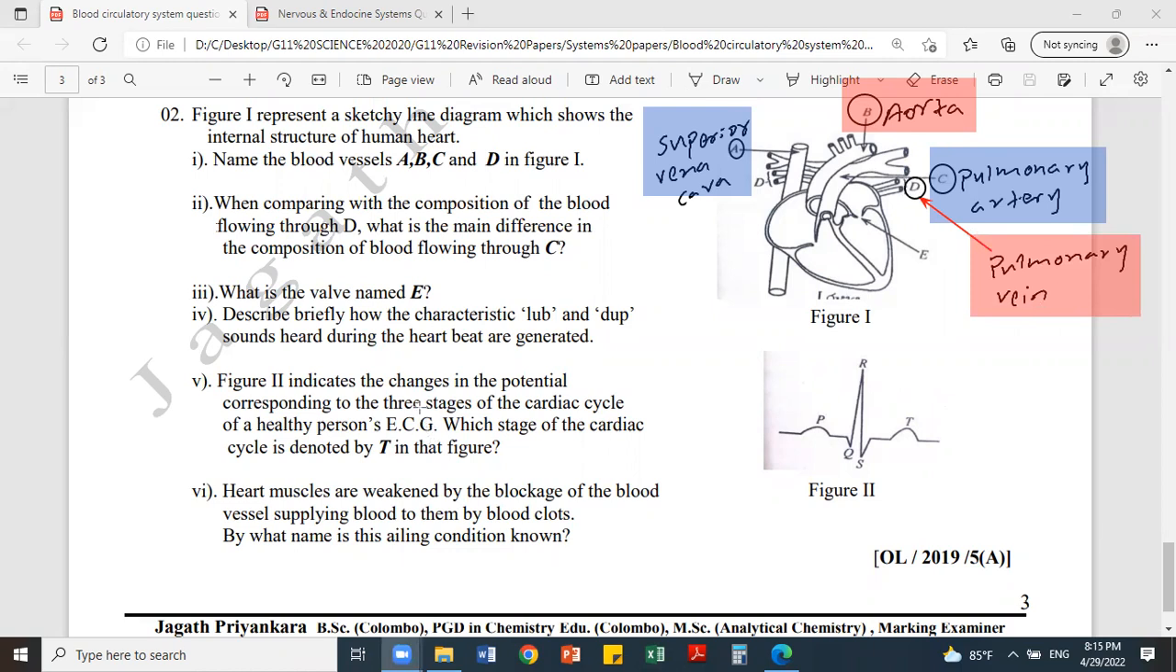Next one. So that is the answer for part 1. Please raise your hand if you got all 4 parts correct. Right, very good. Nearly 50 students, around 20.